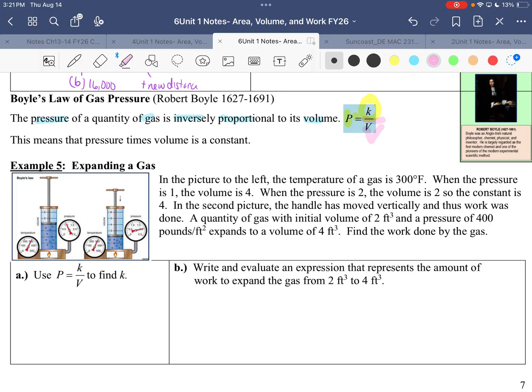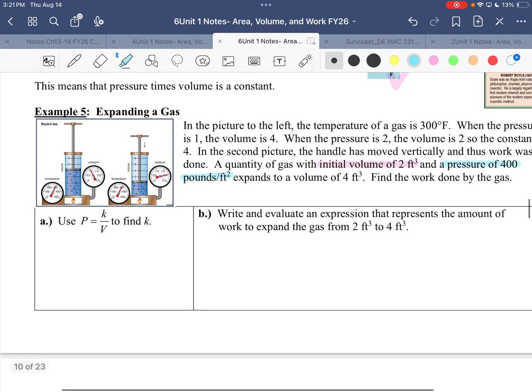So the picture on the left, the temperature of the gas is 300 degrees Fahrenheit. When the pressure is 1, the volume is 4. When the pressure is 2, the volume is 2, so the constant is 4. That doesn't help us figure out what's happening in the second picture, so that's why I read that so fast. The second picture, the handle has moved vertically, thus work was done. A quantity of gas with an initial volume of 2 cubic feet and a pressure of 400 pounds per foot expands to a volume of 4 cubic feet. So that's the part we need.